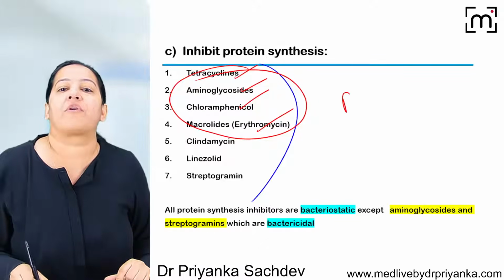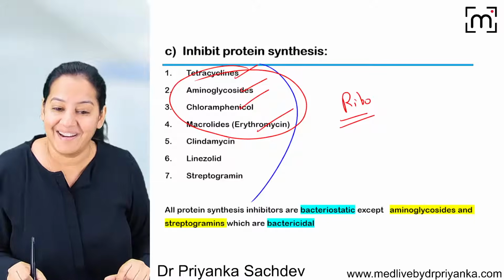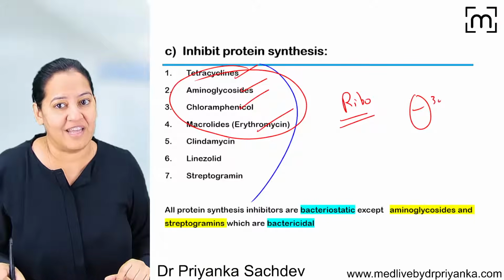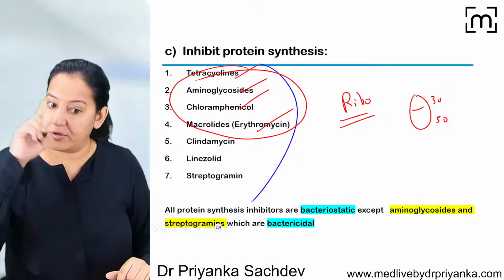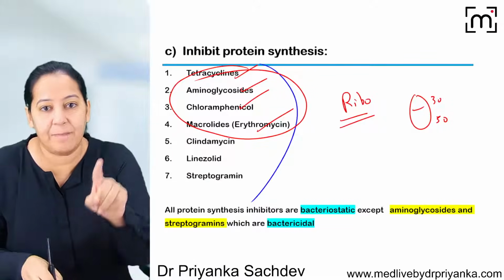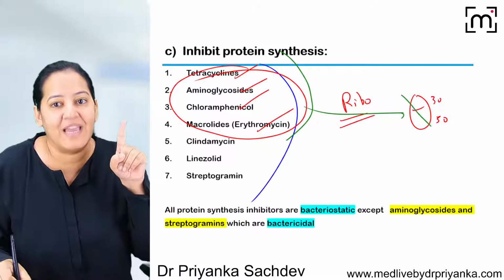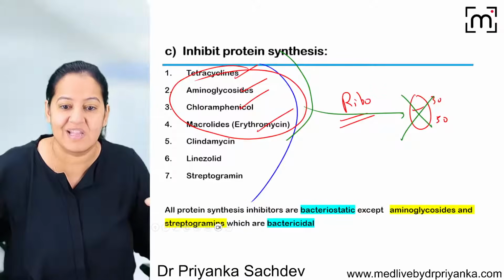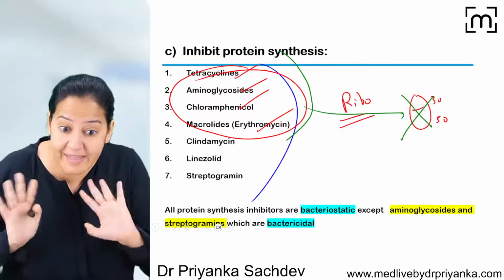They all act on the ribosome of the bacteria. Now ribosomes have 2 portions, 30S and 50S. Some of them act on 30S, some act on 50S, some act on both. But ultimately, the purpose of all these drugs is the same. They inhibit the ribosome, so no protein synthesis. So bacteria cannot divide. They do not kill the bacteria.